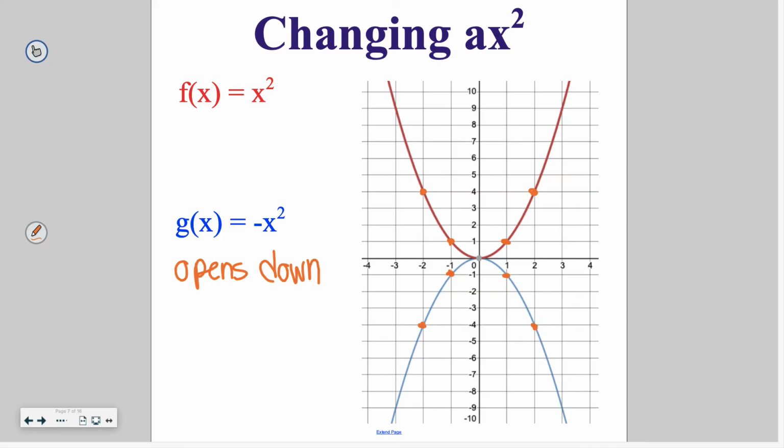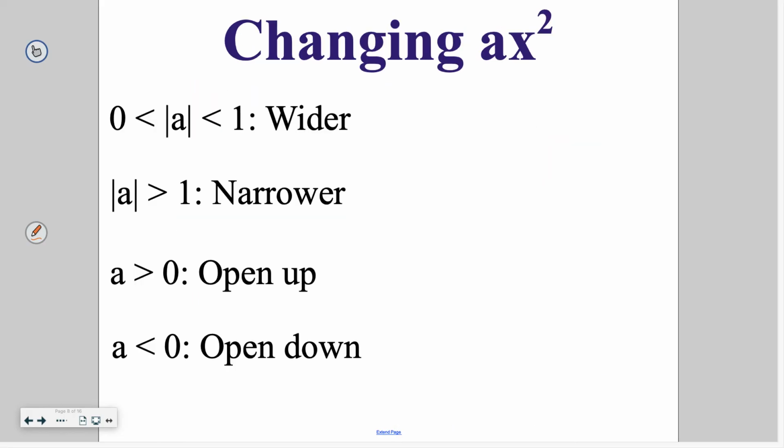2 is at -4. So we took all of those points and flipped them over the x-axis. That occurred because of the negative. So a quick summary. If you have an a value in front of x squared, and that a is between 0 and 1, so 0.5 or 1/3 or -2 or -0.2. It's between 0 and 1 because we're looking at the absolute value. So when you're deciding wider or narrower, don't pay attention to any negatives.